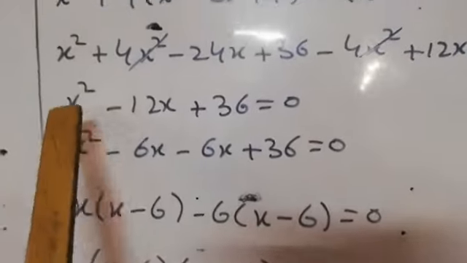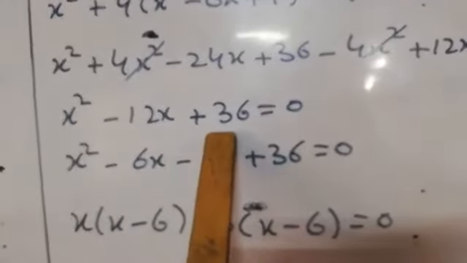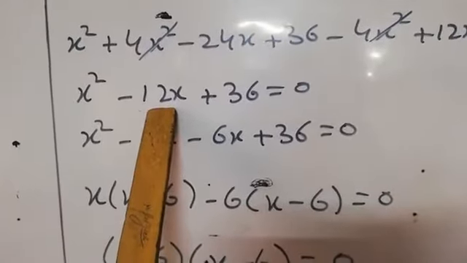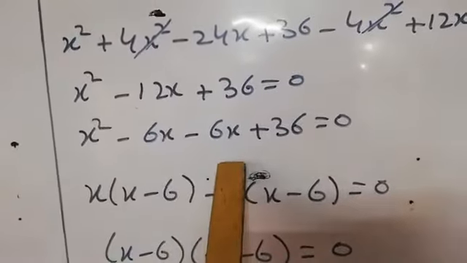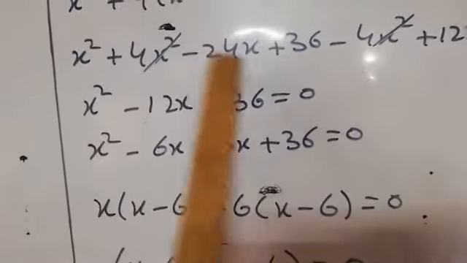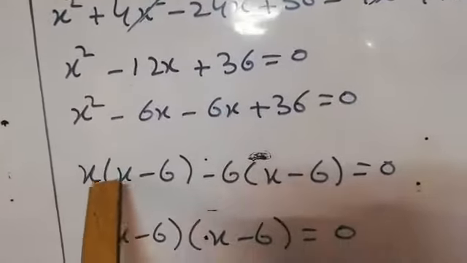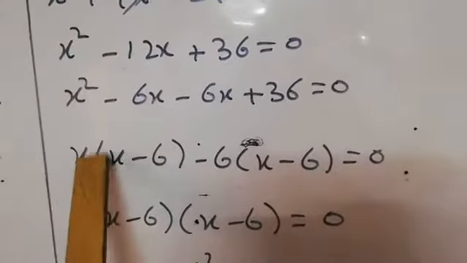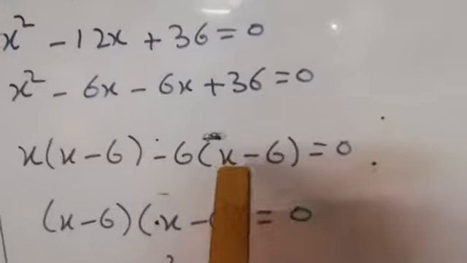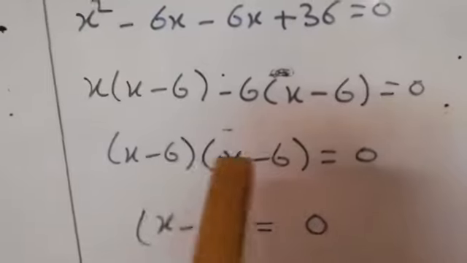Again you can see that this is a quadratic form. Now we will factorize by breaking the middle term. This is the combination of minus 6, because minus 6 times minus 6 is 36 and minus 6 minus 6 is minus 12. So we will take x as common and get x minus 6, and take minus 6 as common, so we will write x minus 6 is equal to 0.